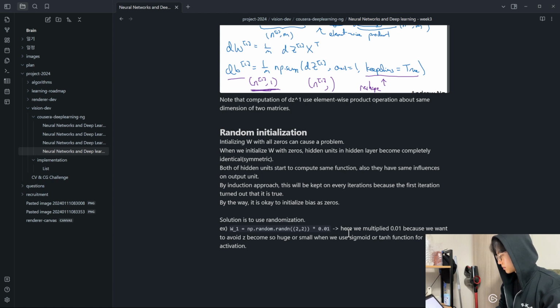This can be a random block, random. I guess this would be 1 by 2 in this example, times 0.01. So we see that there.